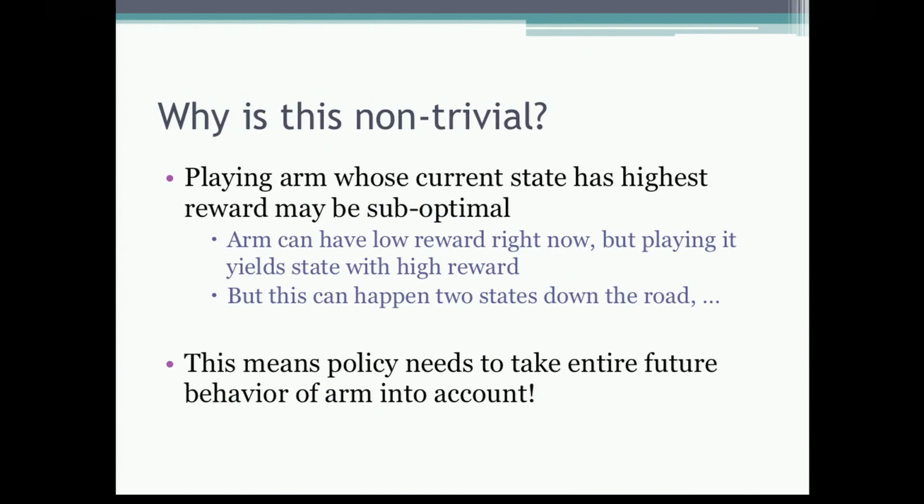So why is this surprising? Why is this non-trivial? You can say, let me play the arm whose current state has the largest reward. But that may not be the right thing to do, because maybe an arm has very low reward now in the current state, but if I play the arm, it moves to a state which has huge reward. Maybe that happens 2 steps down. Maybe I play the arm now and with some probability it transitions to an okay state, and then I play it again and it transitions to a really good state. So this means the policy not only needs to take the current state of the arm into account, it also needs to know what's going to happen later if I play this arm.